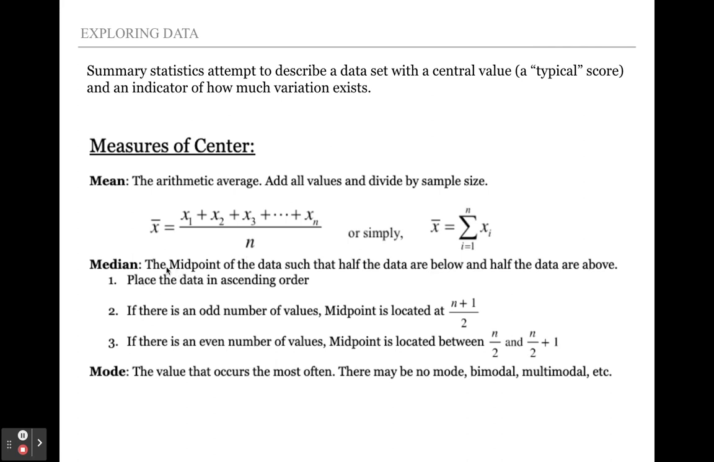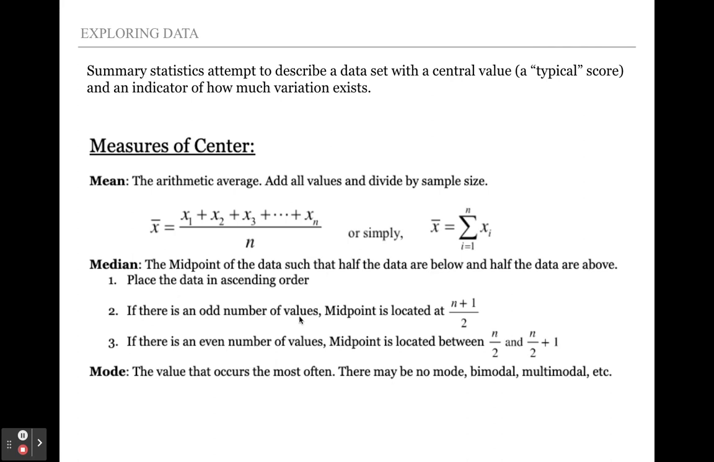The median is another measure of center. However, it's not calculated. It's a location. All right. It's a location such that half the data are below and half the data are above, 50% and 50%. The way you find the median, not calculate, but the way you locate the median, is you place your data in ascending order, least to greatest, or could be descending order, it would work the same way. But usually least to greatest.